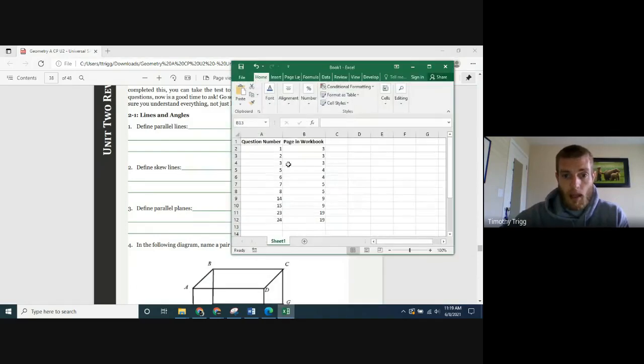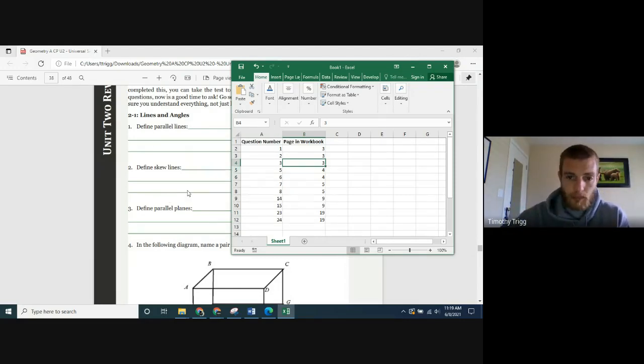So for questions 1, 2, and 3 in the review, you can find those three definitions on page 3 of the workbook. Questions 1, 2, and 3 are: define parallel lines, define skew lines, define parallel planes. I want you to go to page 3, find those definitions, and put them in your packet.